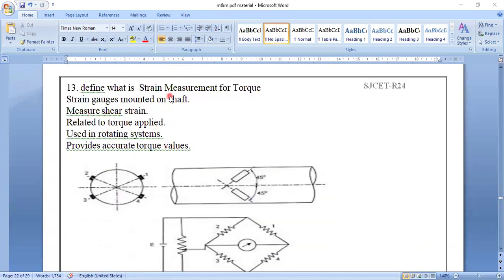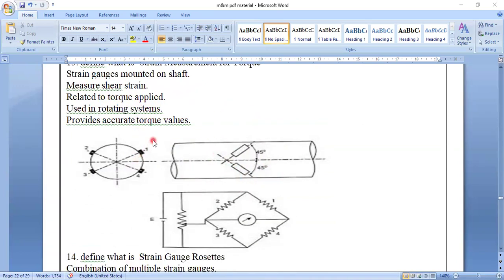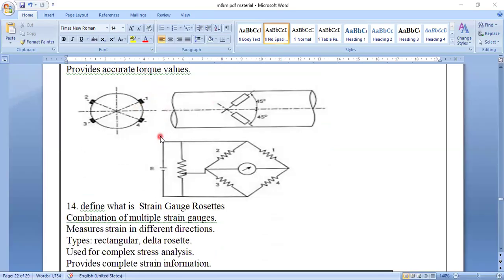13th one, define strain measurement for torque. Strain measurement is also applied on shafts to measure the torque, the twisting force of the shaft. The strain gauge is mounted on the shaft. This is one shaft, and you can see the gauges at 45 degrees angle. When the shaft is rotating, the gauges read the strain. It measures shear strain related to the torque applied, used in rotating systems, and provides accurate torque values. So if you want accurate torque values, the gauges should be attached like this.